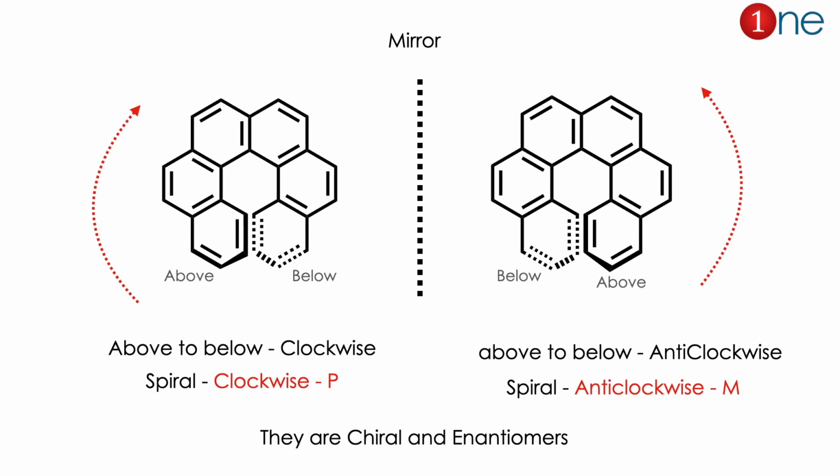Here I have given a more prominent example, which is 6 helicene, 6 benzene rings fused in the ortho position. Here you have to know above plane and below plane. If you go from above to below, it goes in the clockwise direction, so it is called P. It is a spiral, clockwise. Then the mirror image, like a chiral compound, its mirror image, which is the enantiomer, goes anti-clockwise because above the plane and below the plane are oriented in anti-clockwise orientation. So it is M. So this compound is chiral and has an enantiomer.